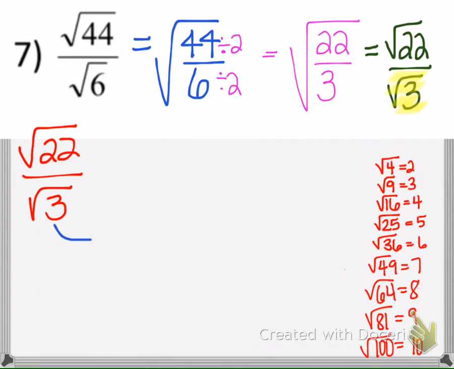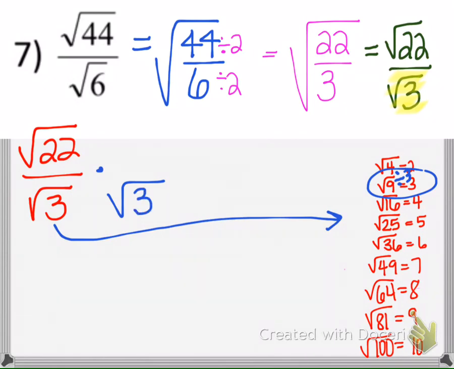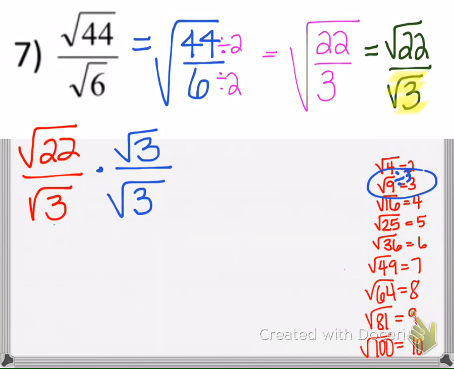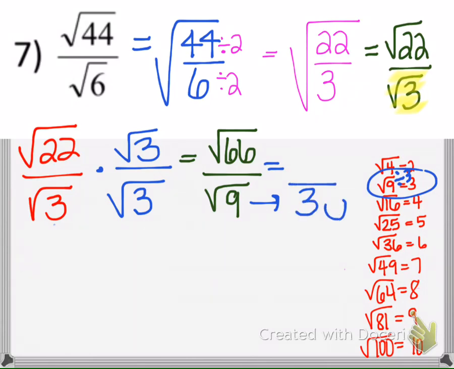So to do that, I need to pick a number from this list that 3 can divide into. So 3 can divide into 9, so I'm going to pick 9. So if I multiply 3 by another 3, then I would get square root of 9. So that's how I know what to use. So now I'm going to multiply straight across. I'm going to get the square root of 66 over the square root of 9. And now, if we did this right, square root of 9 is 3. Now I'm happy. I don't have a radical in the denominator.